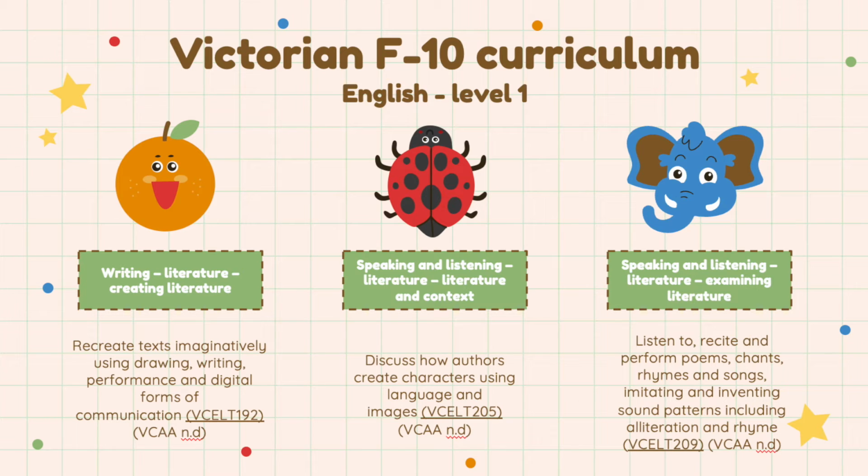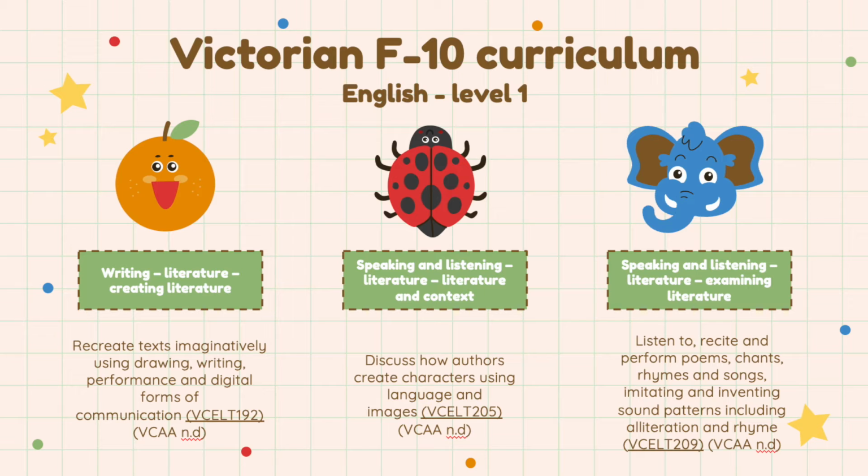There are 4 sections where the lesson follows the Victorian F to 10 curriculum. They are: recreate text imaginatively using drawing, writing, performance, and digital forms of communication. This links to the activity where students are recreating the story by either drawing or using the iPad. Discuss how authors create characters using language and images. This links to when the teacher asks the students about the characters and why the students may make those assumptions.